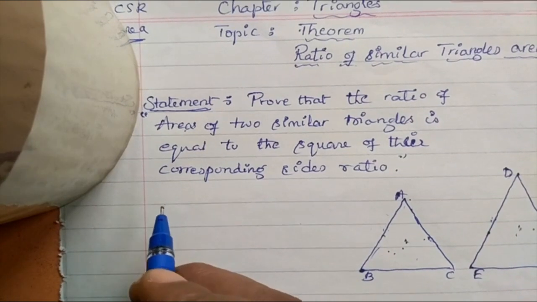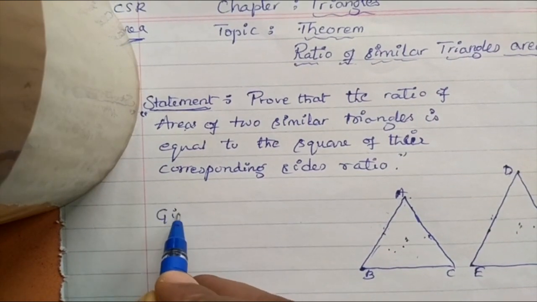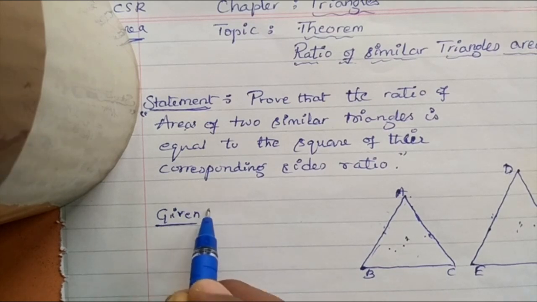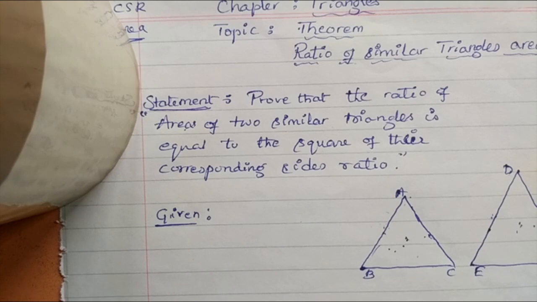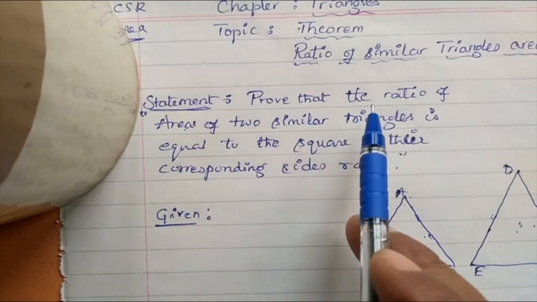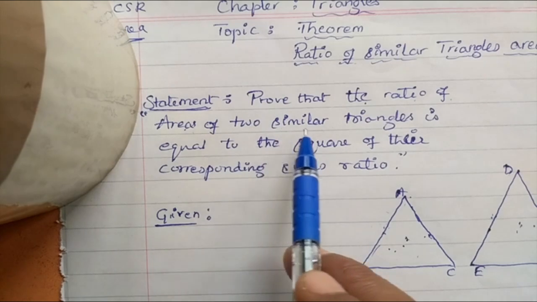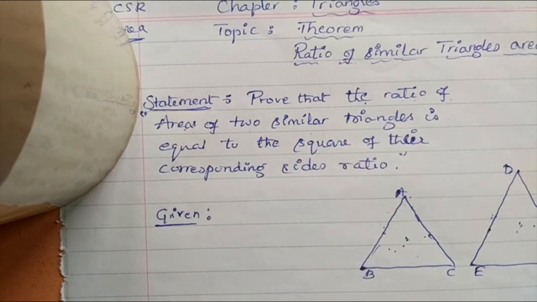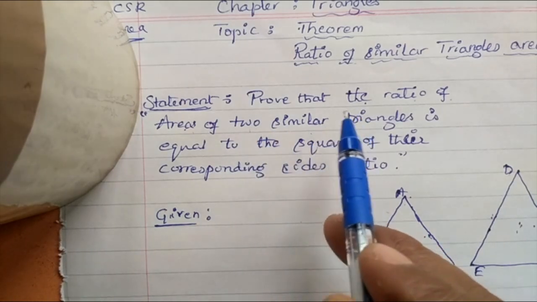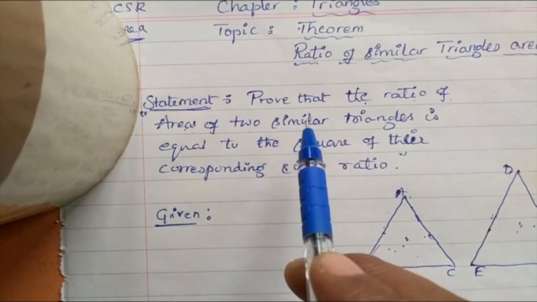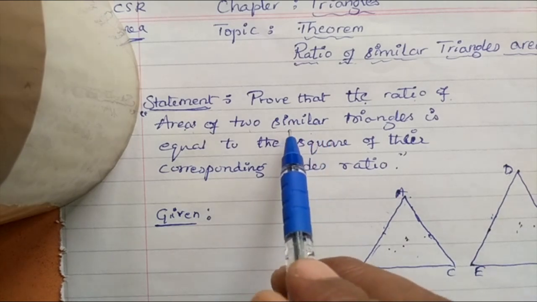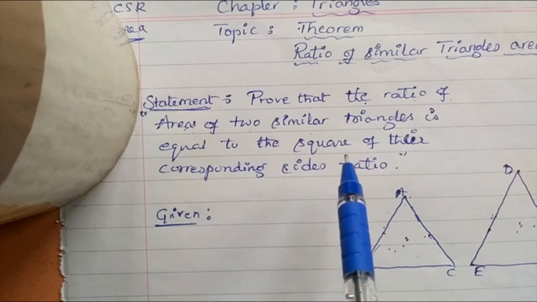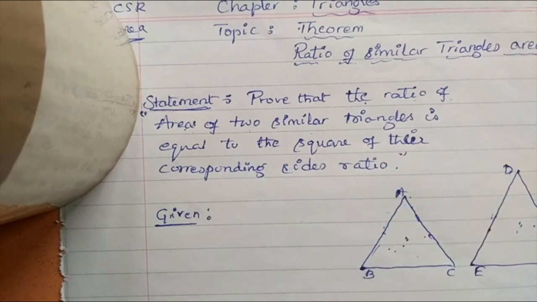So we go first. You know that in proving we follow steps. The first step of theorem proving is given. What is given? The ratio of areas of two similar triangles. That means the triangles are already given as similar. You need not prove it. Understand, here the question is not to prove the triangles are similar. Here the triangles are already similar. You need to prove what about their areas.